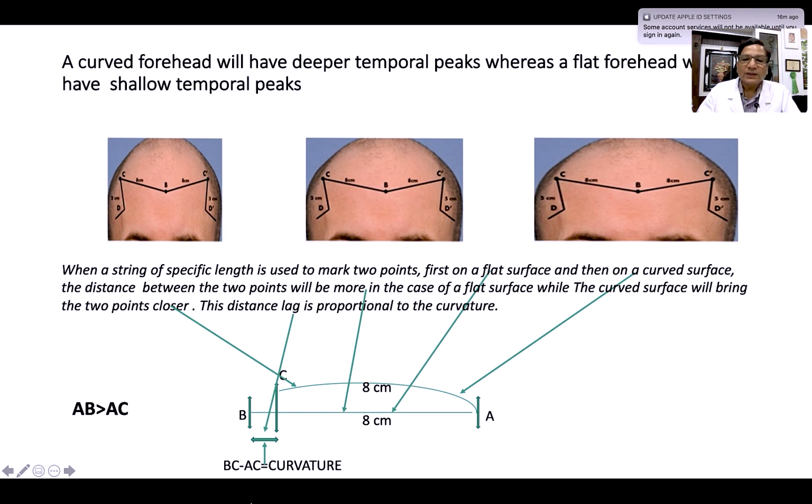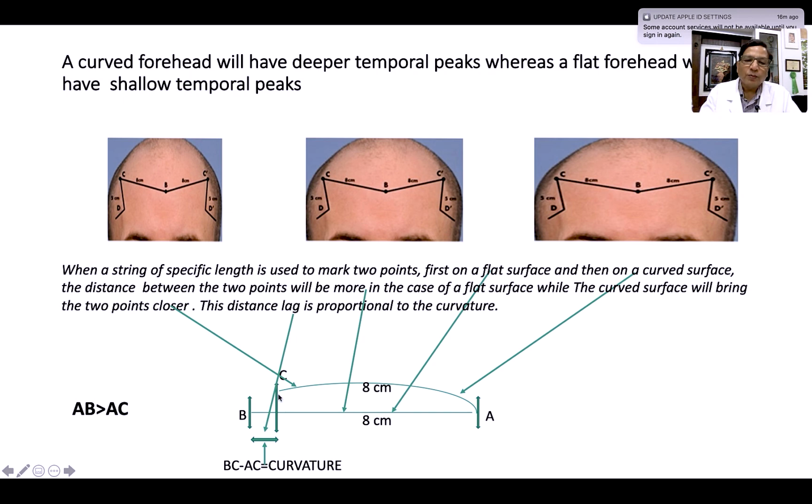So let's understand this physics or mathematics. If we take 2 points on a flat surface, the distance is 8 centimeters. But if we take 8 centimeters on a curved surface, the linear distance between the two end points will be less. Again, I am explaining: on a flat surface, this is 8 centimeters long. If you put a ruler, it will be 8 centimeters.